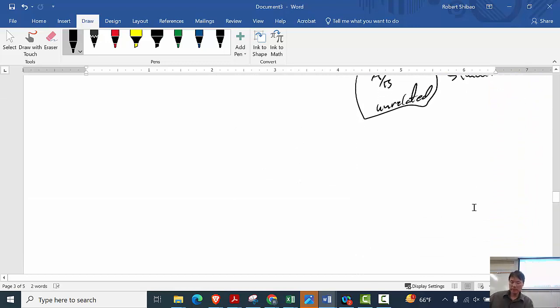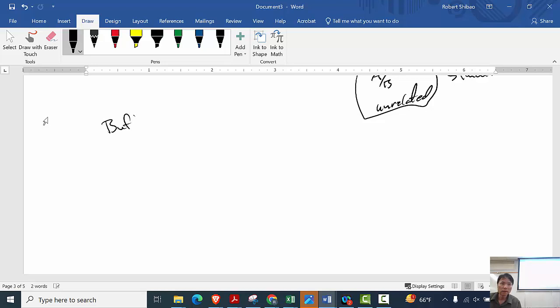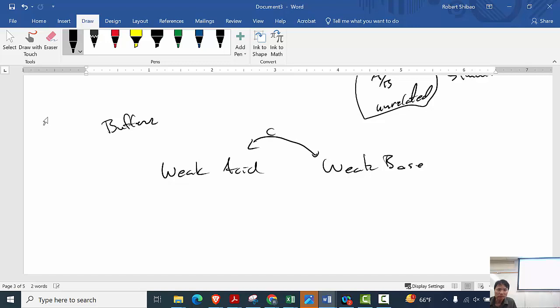All right, the last topic I wanted to talk about, buffers. Buffers are weak acid and weak base. And these have to be conjugates. The weak acid has to have a different color than the weak base. And so we should see two colors. One color for the acid, one color for the base.